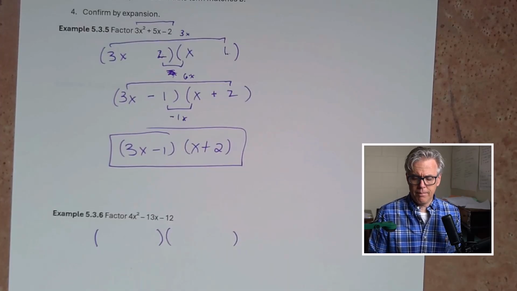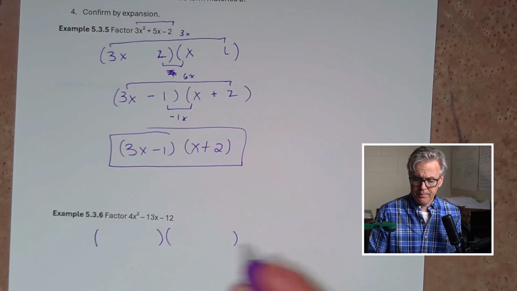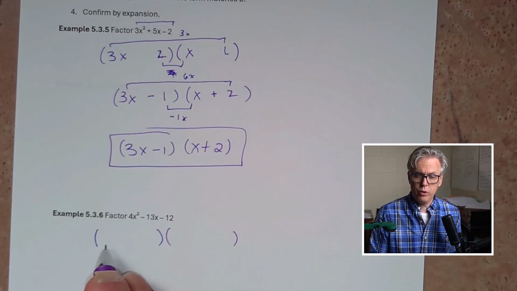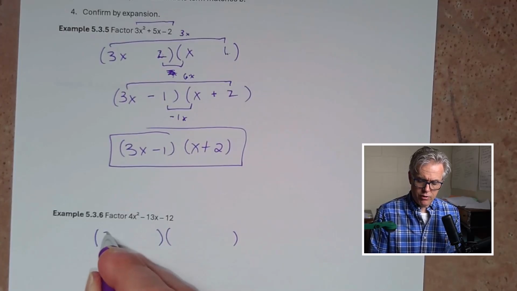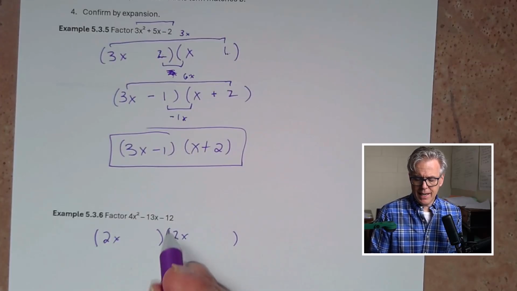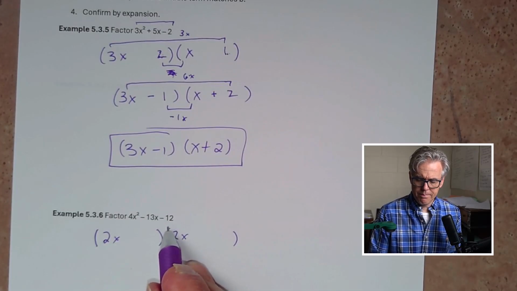So 4x squared, I've got a couple different ways I can factor that, right? I can either say 4x and x or 2x and 2x. Let's just try 2x and 2x and see if that works. So 2x and 2x. Now I'm looking for factors of 12 that'll work for this.